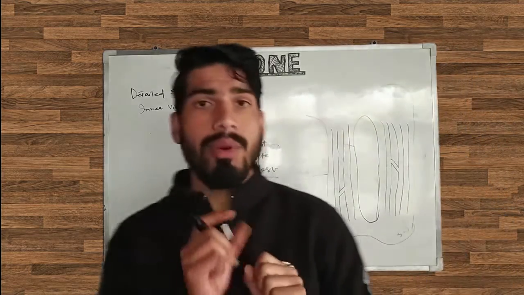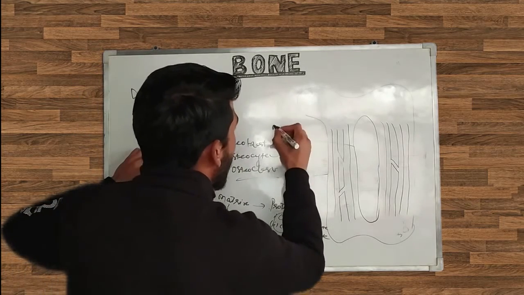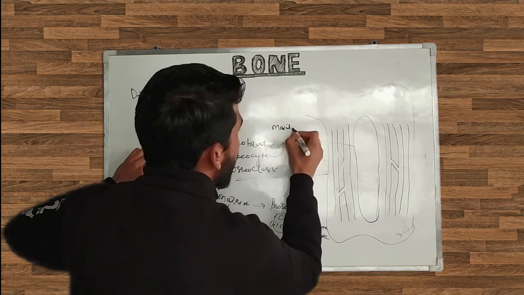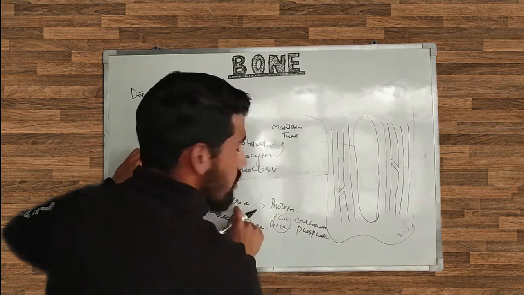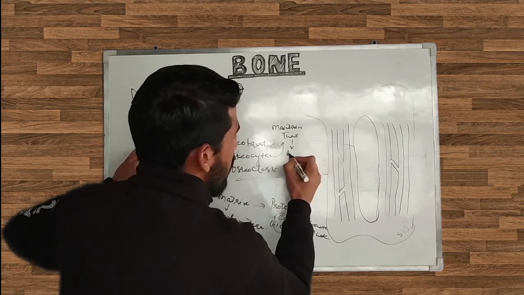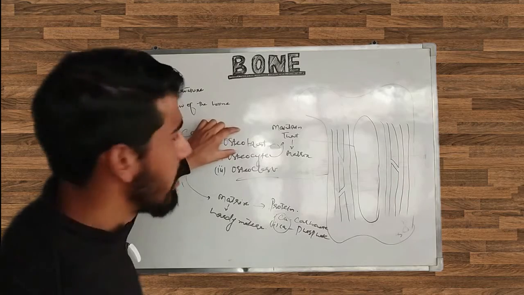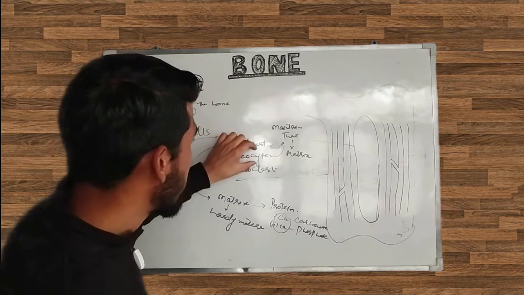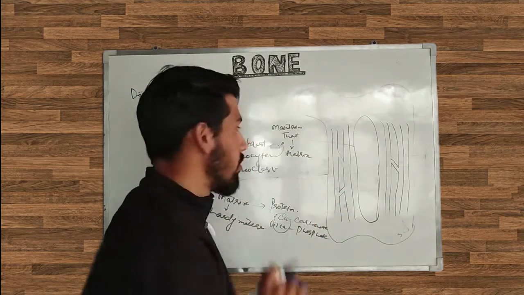So what is the job of the osteocyte? The osteocyte's job is to maintain this hardy material, or matrix, okay? Once the osteoblast releases the material, the cells change into the osteocyte, and the osteocyte's job is to maintain that material inside the bone.